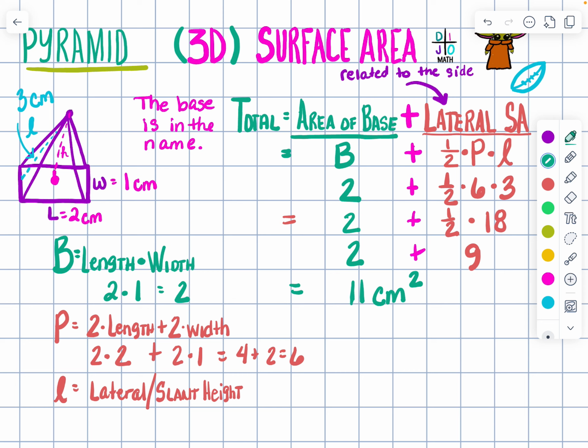So because I separated these right here, if they want you to find both the lateral surface area and the total surface area, there's your lateral surface area. That's 9. Okay? So you've done the work for both of them at one time.